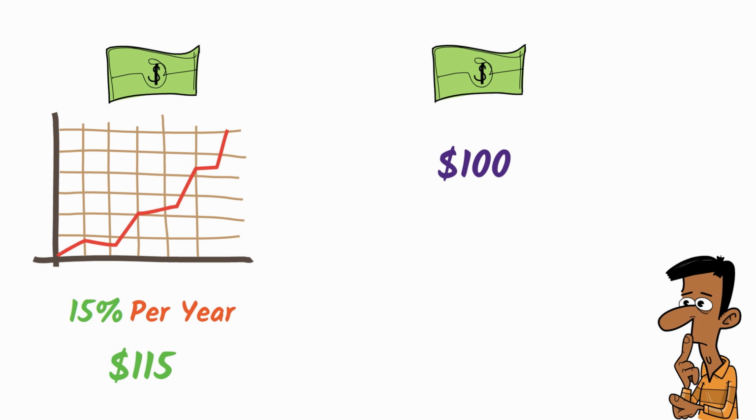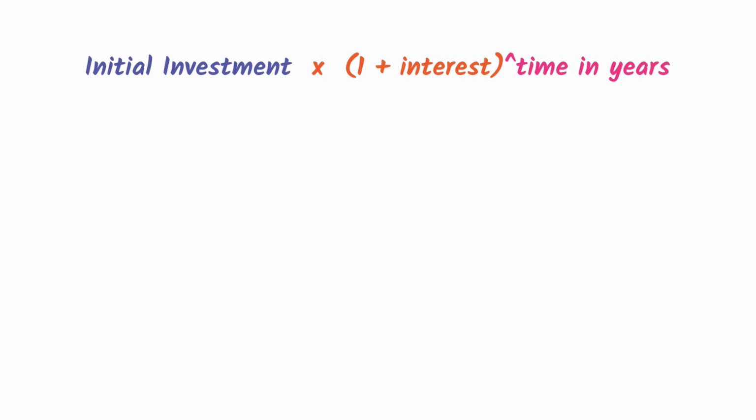And to calculate simple time value of money, you can even do this on your phone. So the formula is initial investment multiplied by 1 plus interest, powered by the number of years. So basically in this example, the initial investment would have been $100 multiplied by 1 plus 0.15 powered by 1, and then you get the $115.